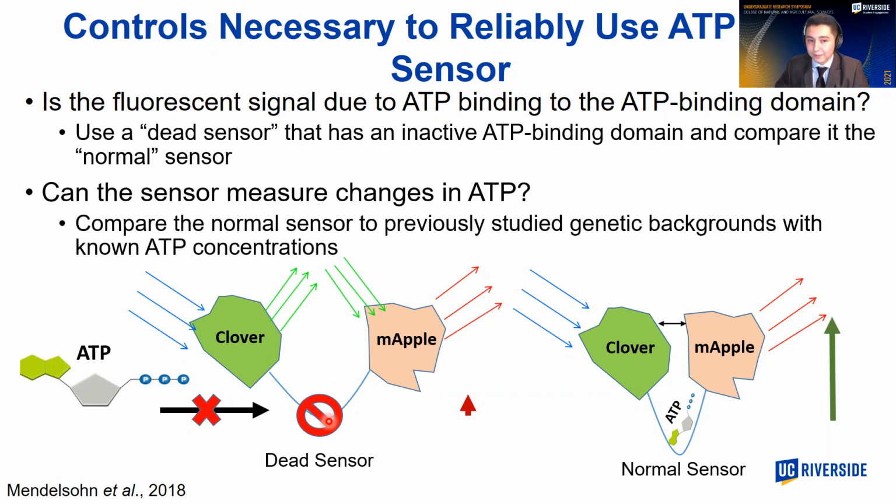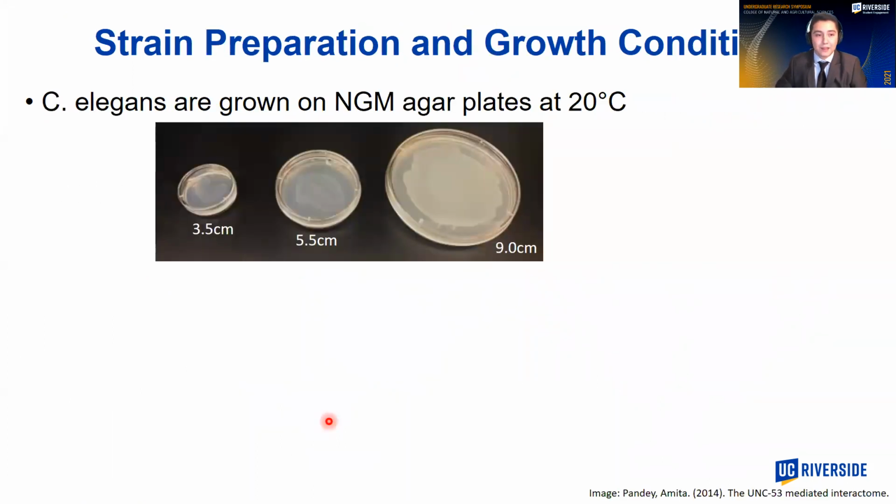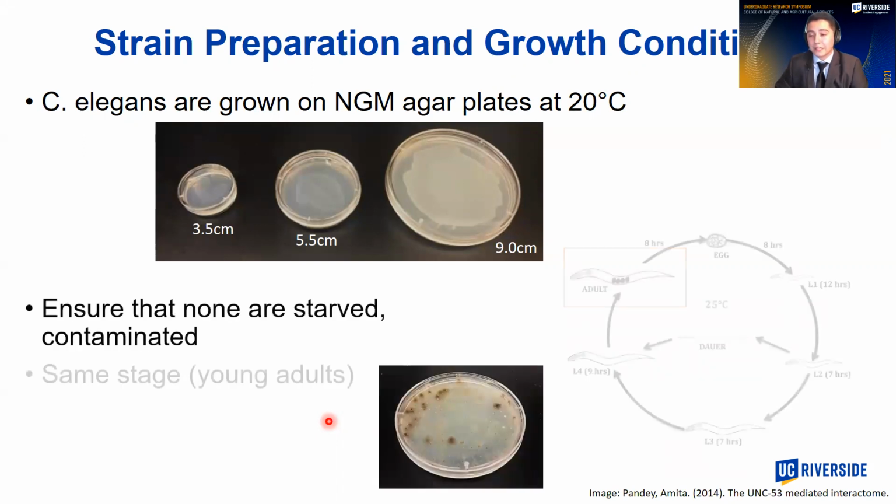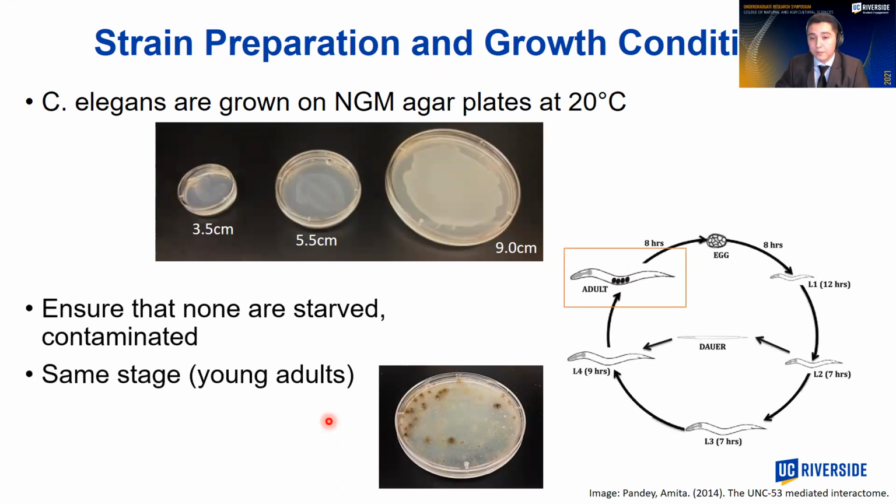So a little bit of insight into what I do in the lab to perform this experiment. We grow the worms on MGM agar plates in small, medium, and large plates, and we need to ensure that none of them are starved or contaminated, and that they're all at the same life stage, which is the young adults, in order to keep our results consistent.